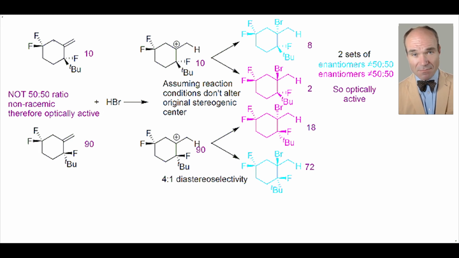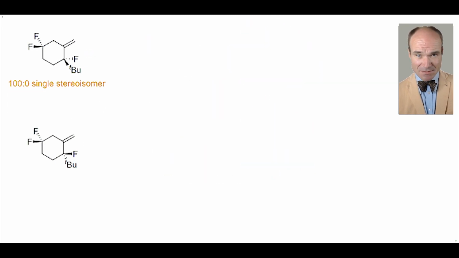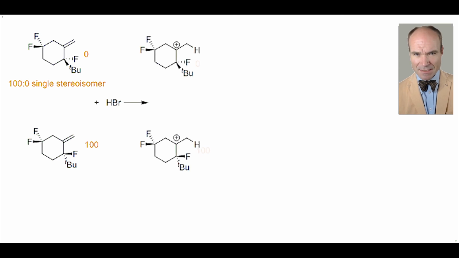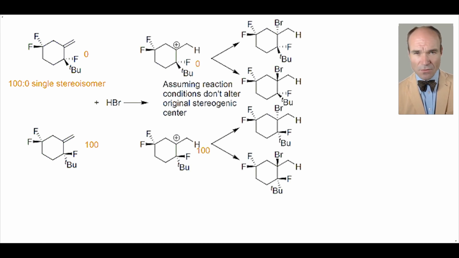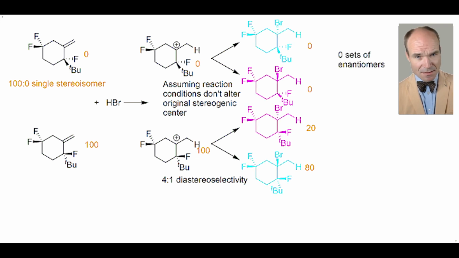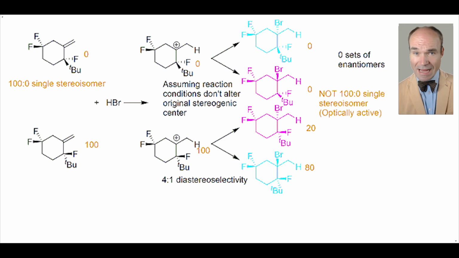Lastly, when we commence with a single stereoisomer, so the ratio of enantiomers is 100 to 0, this is again carried through to the intermediate, and with the products being formed in a 4:1 diastereoselectivity, we get a ratio of 0 to 0 to 20 to 80. When we look for a pair of enantiomers, we find none present, but we no longer have a single stereoisomer, and the product overall is optically active.